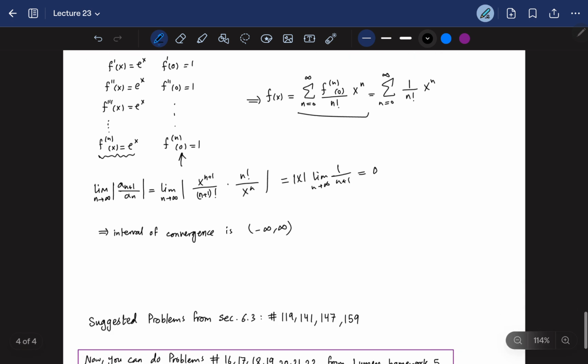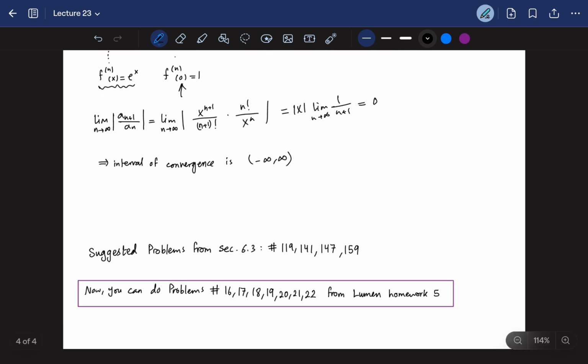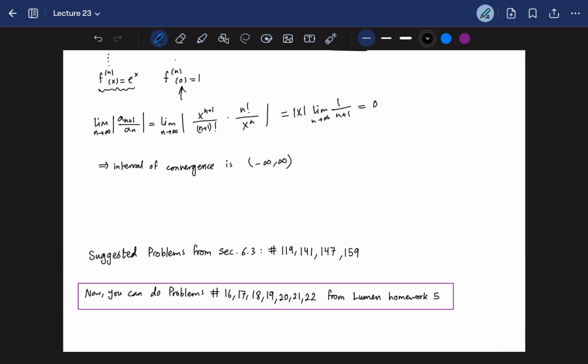So these are the main ideas of the Taylor and Maclaurin series. It's really simple. It's just the general form for the Taylor series and finding the derivatives, finding the general formula, and so on. You can do these problems if you want to have extra practice.